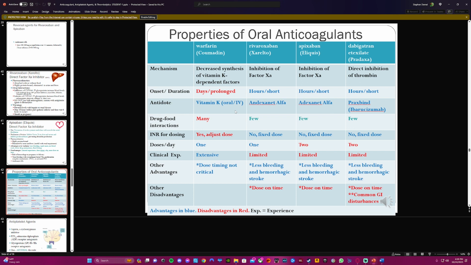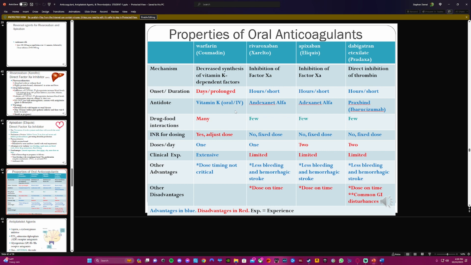For rivaroxaban, mechanism is inhibition of factor Xa. Onset and duration is hours and short. Antidote is andexanet alpha. Drug food interactions is few. INR for dosing is no. Fixed dose. Doses a day, 1. Clinical experience limited. Other advantages, less bleeding and hemorrhagic stroke. Other disadvantages, you must dose this one on time.